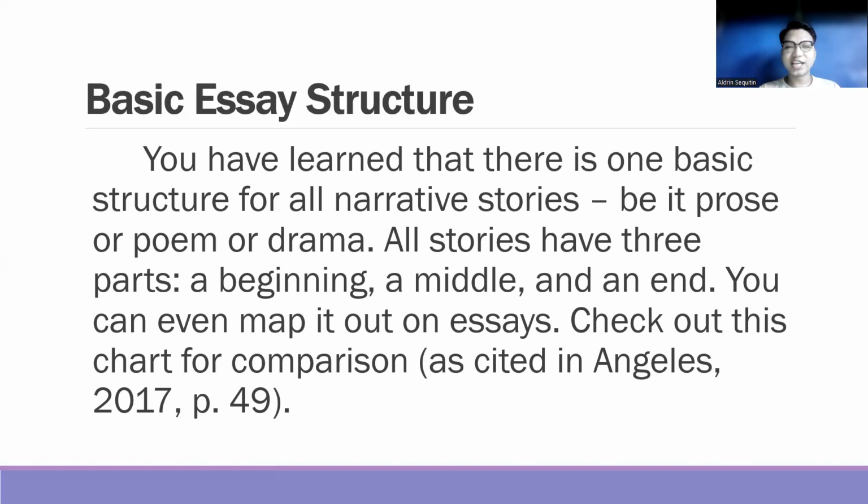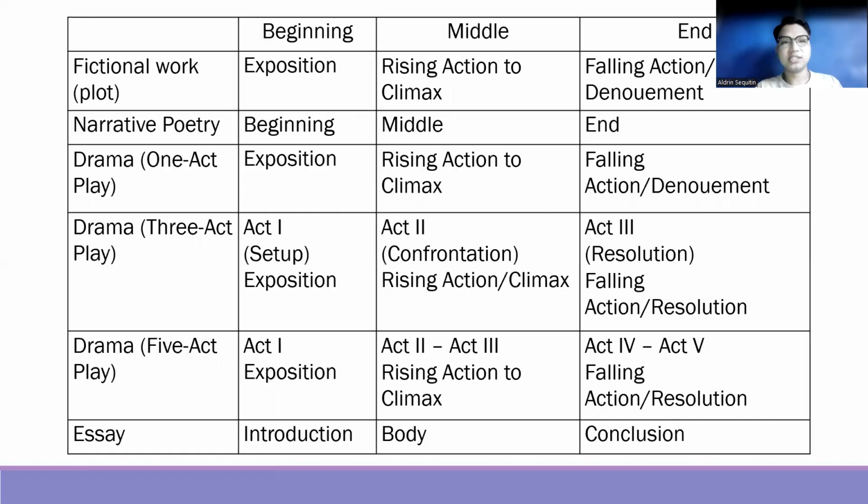So you can check the comparison of this basic structure to the different structures of the different genres of literature. Try to look at this table. I have mapped it out, putting every part of the plot on the specific basic structure where it will land. For example, in fictional work, may it be a short story, flash fiction, novelette or novel, exposition will fall under the beginning. Under the middle part of the story, we have the rising action and the climax. And then at the ending part, we have the falling action or the denouement.